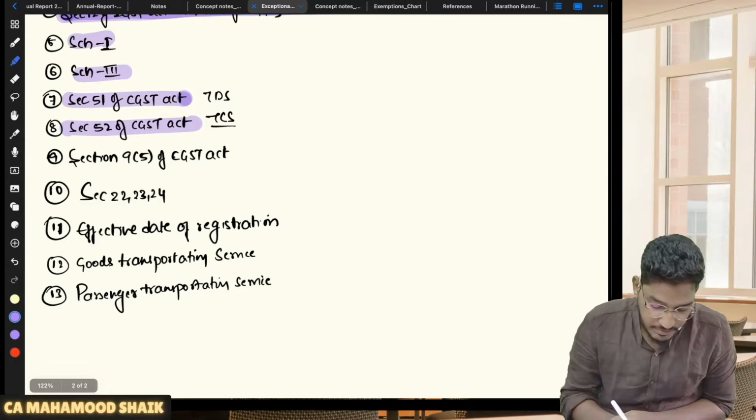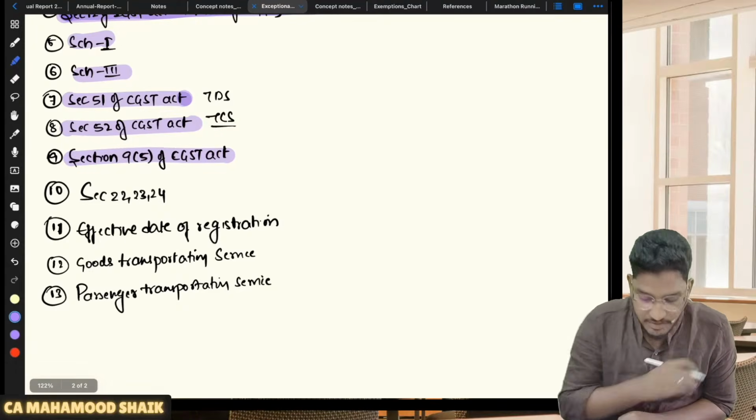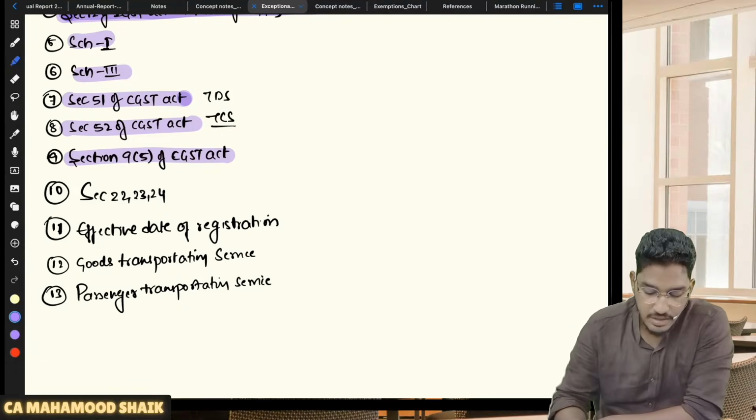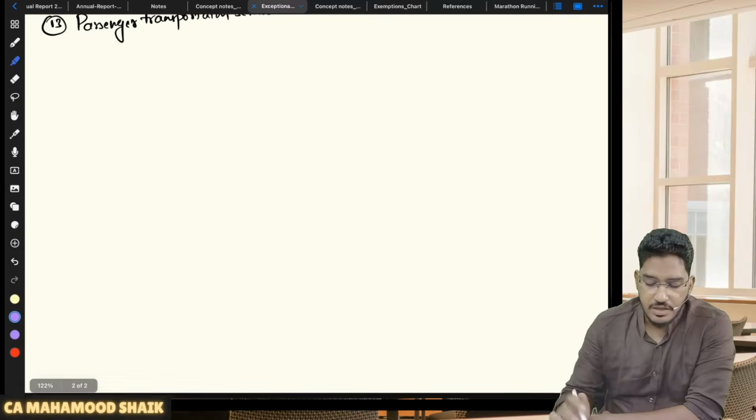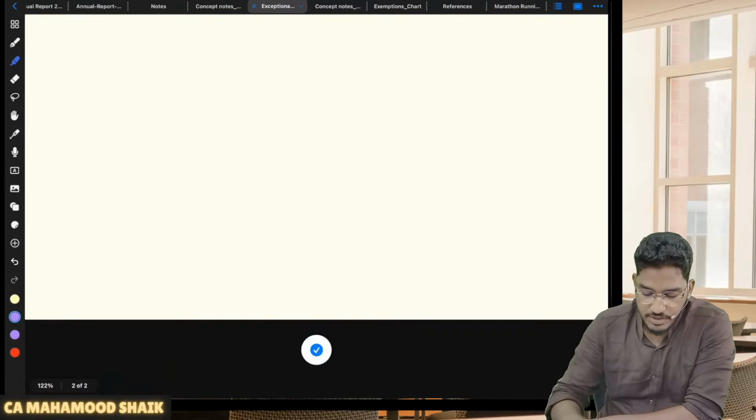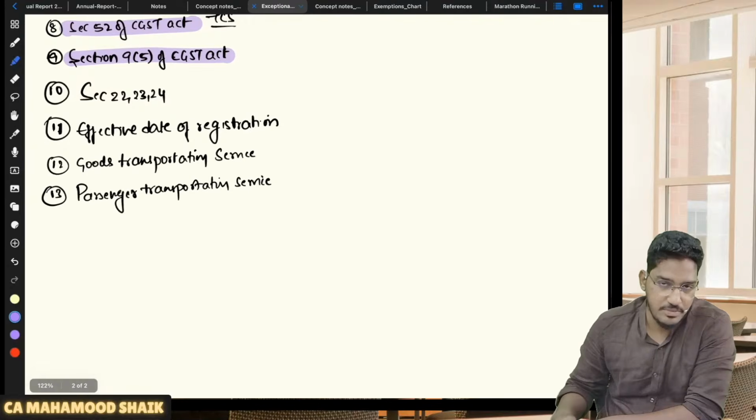Now, next exceptional topic which I wanted to cover is section 9 subsection 5 of the CGST Act. See, in GST we have different kinds of charges. One thing we have is the forward charge mechanism. Then we have something called the reverse charge mechanism, right?